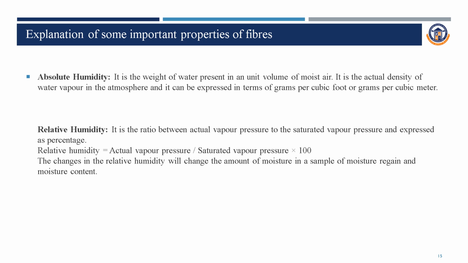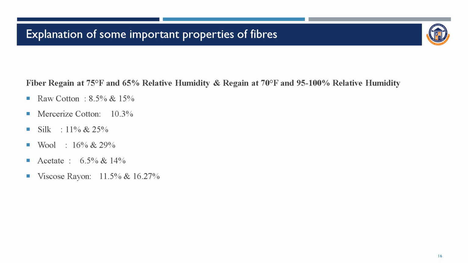It is the ratio between the actual vapor pressure and the saturated vapor pressure, and is expressed as a percentage. Next, we see the moisture regain at 65 percent relative humidity and a room temperature of 25 to 30 degrees centigrade, for cotton, mercerized cotton, silk, wool, acetate, and viscose rayon.